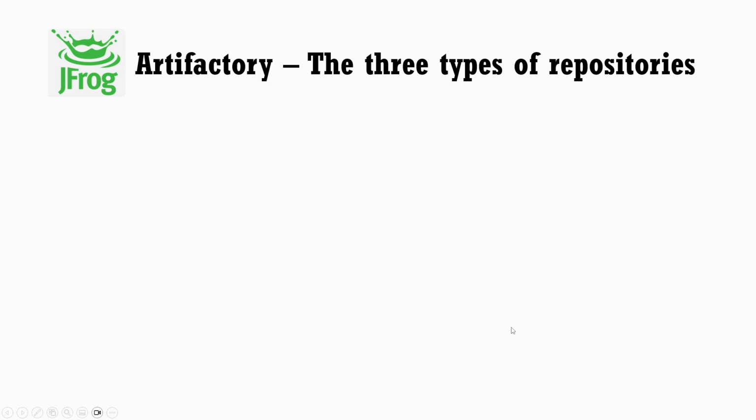Now let's understand one of the most important parts of JFrog Artifactory, the three types of repositories it provides. The first one is the local repository. It is a physically managed repository inside your Artifactory server. This is the place where you push or deploy your own internal artifacts. For example, if you build a Docker image, that image gets pushed into a local Docker repo inside Artifactory.